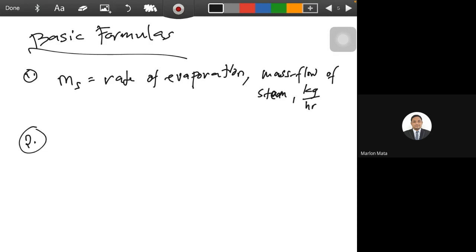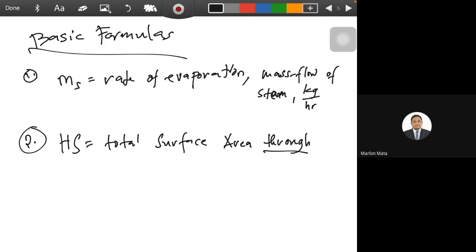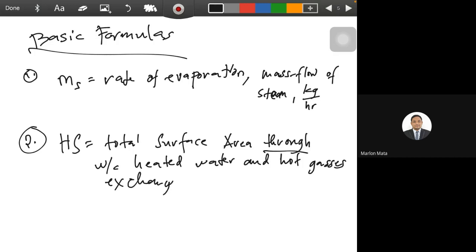Practicality. So number two, we have the heating surface, which is the total surface area, okay, take note, through which heated water and hot gases flow. Typically the heating surface area is the surface area that is subjected to heating of the furnace such that it will transfer the heat to the feed water.